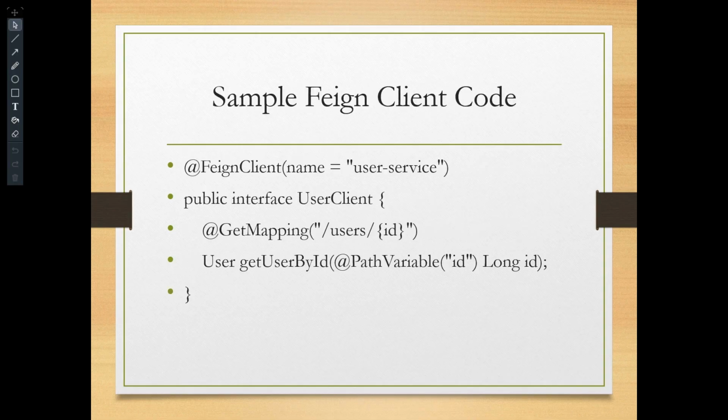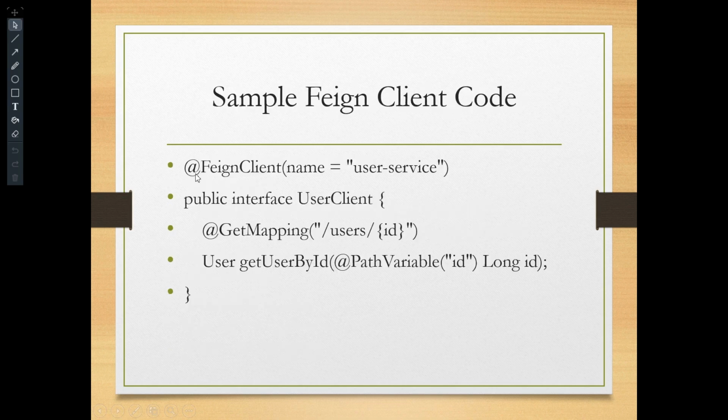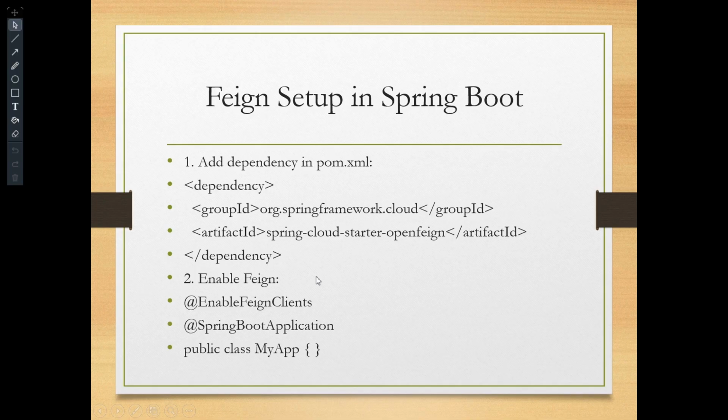Then the simple Feign client code. We create one interface for the Feign client like this and use the @FeignClient annotation, giving the name of the Feign client. By using the methods inside the interface, we use the Feign client. For Feign client setup, we add this dependency and add the annotation on the main class. This is enough as a base. This is the simple story of Feign client.